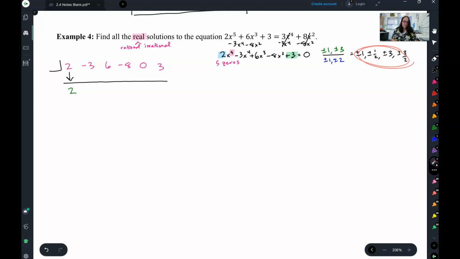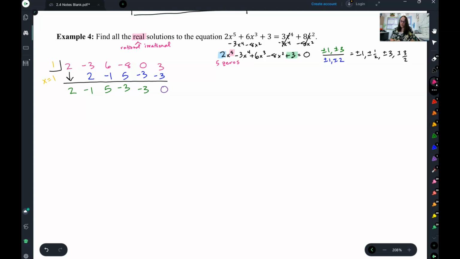Okay, here's your list of possibilities. Hopefully that's what you came up with too. Let's start trying them. I like to just try them in order. So let's try our positive 1 first. So 2 times 1 is 2. That gives me negative 1. Negative 1 times positive 1 is negative 1. That gives me 5. Well, 5 times 1 is 5. That gives me negative 3. Negative 3 times 1 is negative 3. 0 minus 3 is negative 3. Negative 3 times 1 is still negative 3. And hey, x equals 1 does work out. That gives us a remainder of 0.